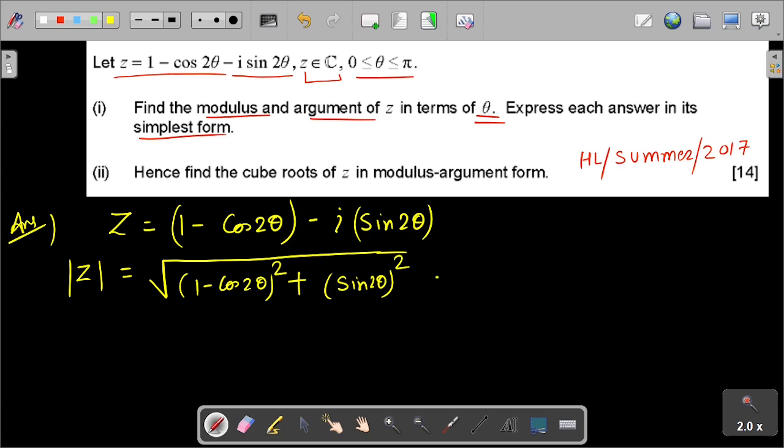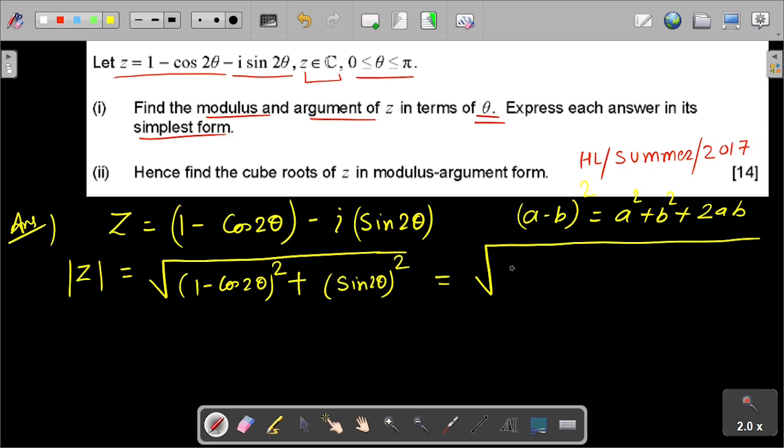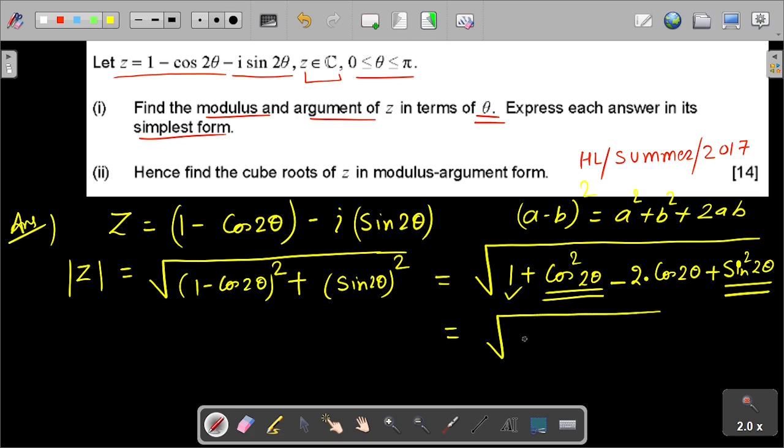This is a complicated form, so let's see what we can do. First of all, we can expand (1 - cos 2θ) whole square by the identity of (a - b) whole square, that is a square plus b square minus 2ab. So let us expand this: it will be 1 minus 2 cos 2θ plus cos square 2θ, plus sine square 2θ. And as we know, cos square 2θ plus sine square 2θ will become 1. So this will be 1 plus 1, that is 2, minus 2 cos 2θ, right?